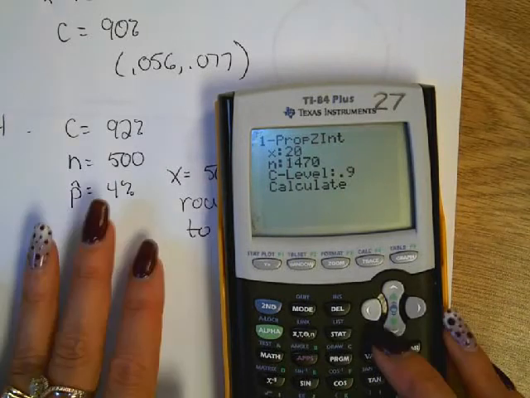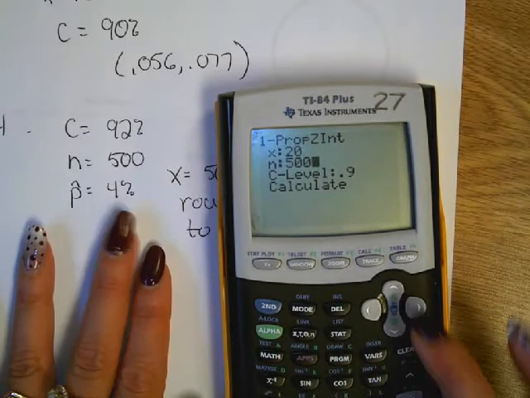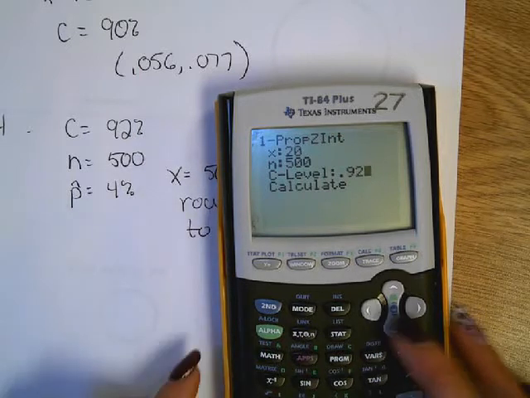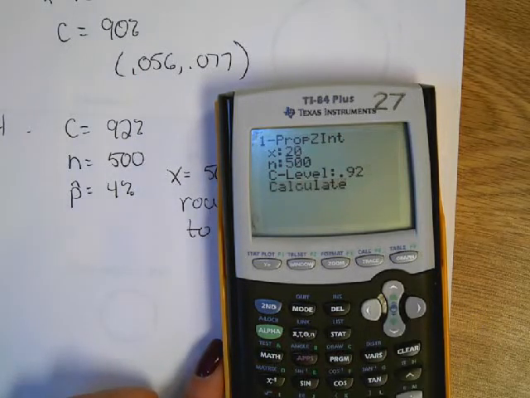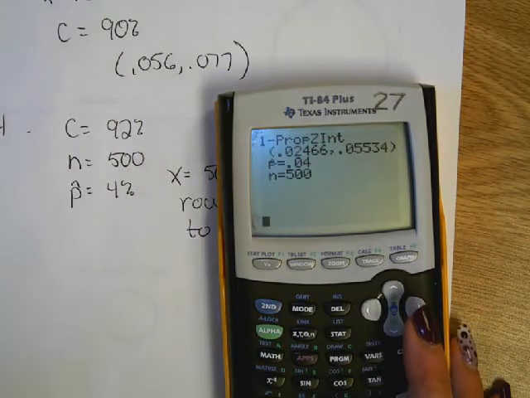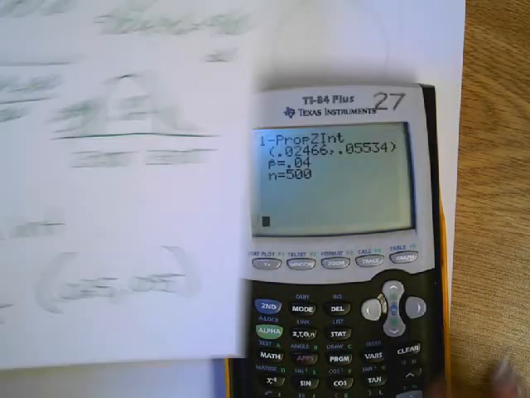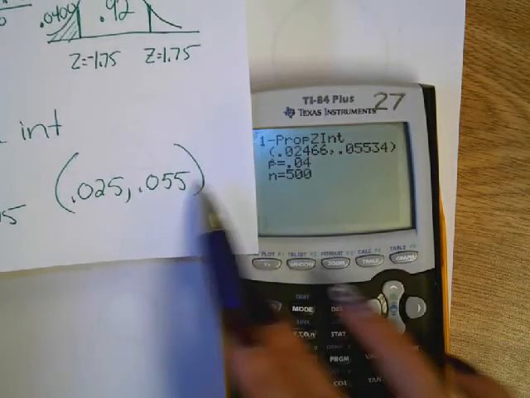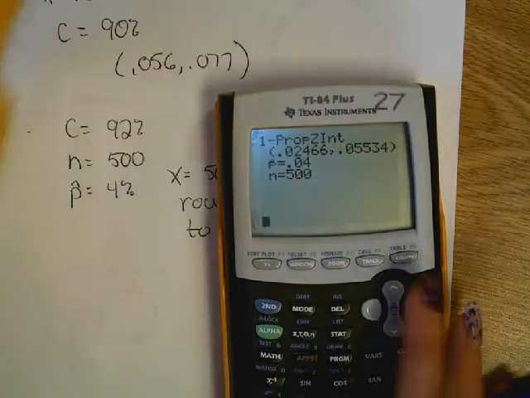So okay, 500 was the sample size, and this time we did 92%. That was just to practice the z-score there, I'm pretty sure, by hand last time. And there it is. Should match exactly with what we had. 0.025, 0.055. Right on the money again.